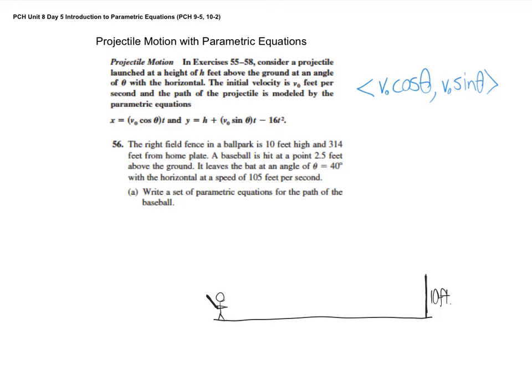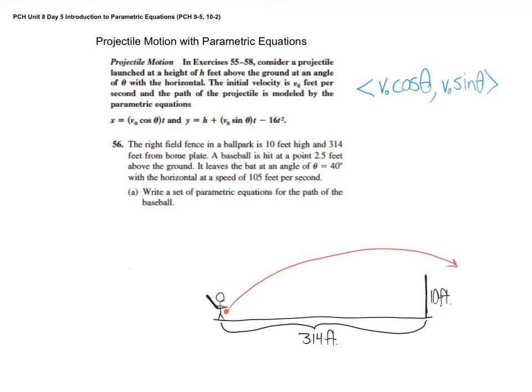And it is 314 feet away from home plate where it's hit. A baseball is hit at a point 2.5 feet above the ground. You're not going to hit a baseball off of the ground. That's called golf. So we're hitting the ball 2.5 feet off the ground, and then it's going to fly through the air, and it might go over the fence if it's a home run.